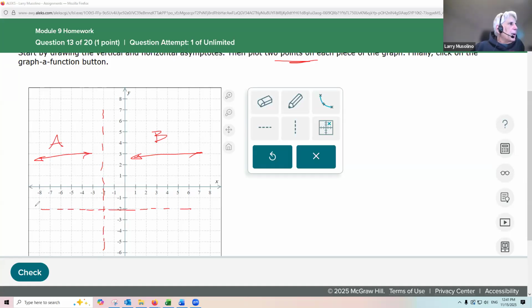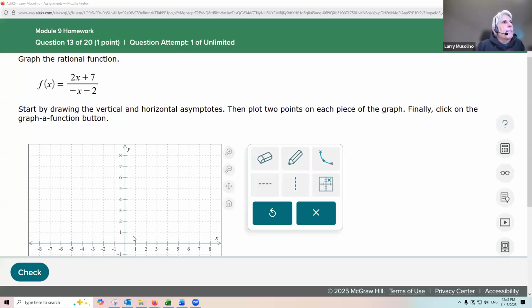And so, if I picked, for example, x equal negative 6, that would be a point over on this side. So x equal negative 6. Plug into the function, get the y value. And then maybe I'll pick x equal negative 3. Get the y value. That would give me 2 points on the left side of the graph.